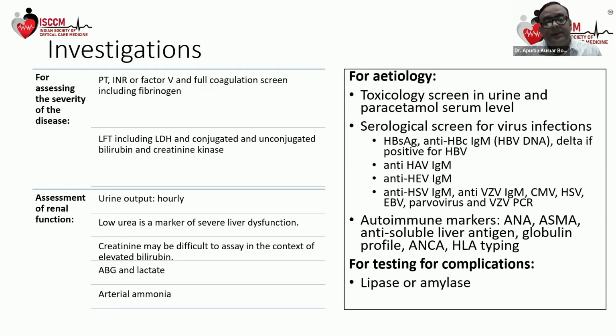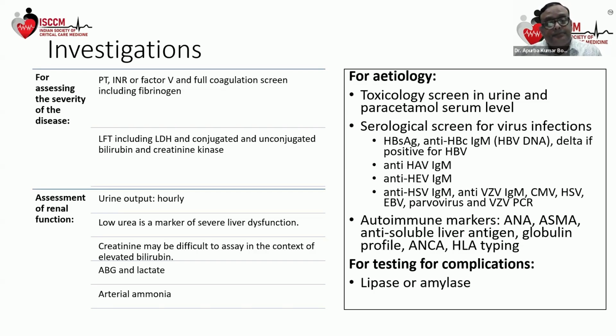You can see liver function tests, LDH, and assessment of renal function are important. You can see the urine output hourly. And here, one important point is that low urea is a marker of very severe liver dysfunction. So that again can give you a clue about the severity.